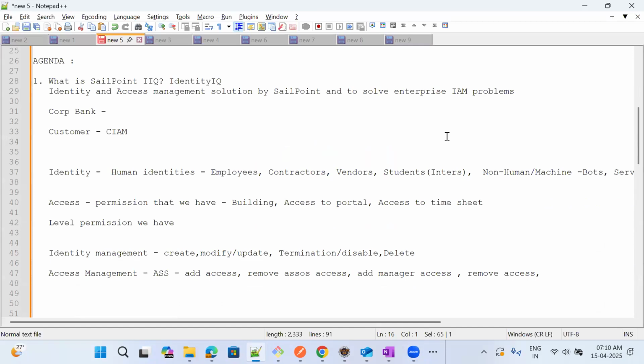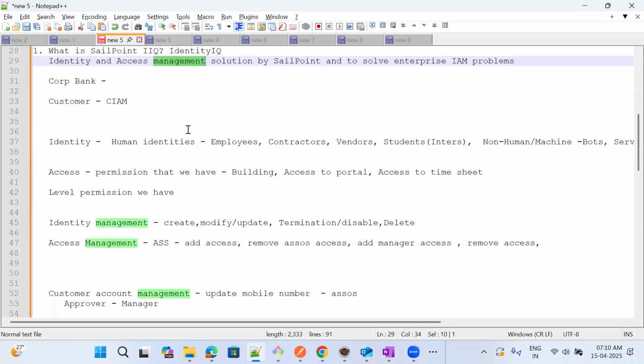So in our previous session, we saw what this SailPoint IIQ tool actually is. We went through the definition of SailPoint IIQ, and we got to know that it's an identity and access management solution offered by a company called SailPoint. We use this tool to solve some of the IAM problems. As part of this, we also went through what we mean by identity, what we mean by access, and what we mean by management as well.